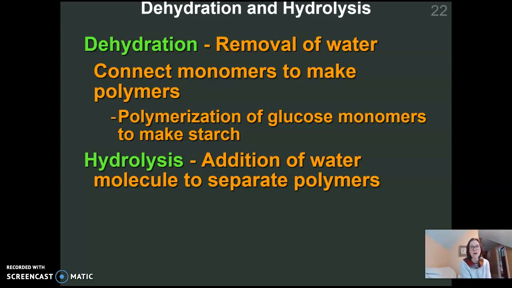These polymers are made through the process of dehydration. Sometimes that's called dehydration synthesis. It's the process of removing water to connect monomers together to make a polymer. And this is called polymerization. It could be a polymerization of glucose molecules to make starch, polymerization of amino acids to make a protein. You could talk of polymerization of glycerol and fatty acids to make a lipid. So dehydration does that, polymerizes our monomers into a polymer.